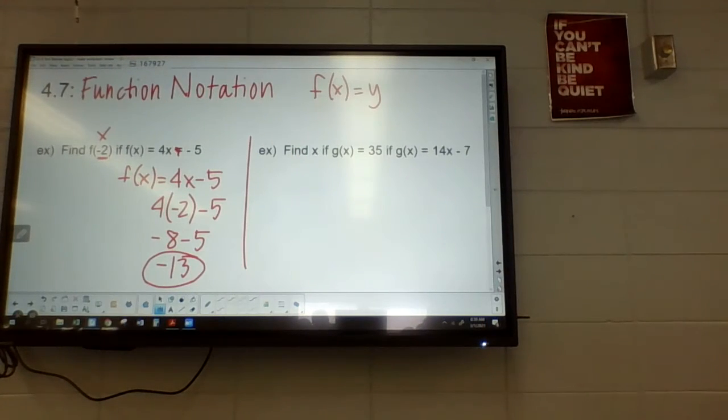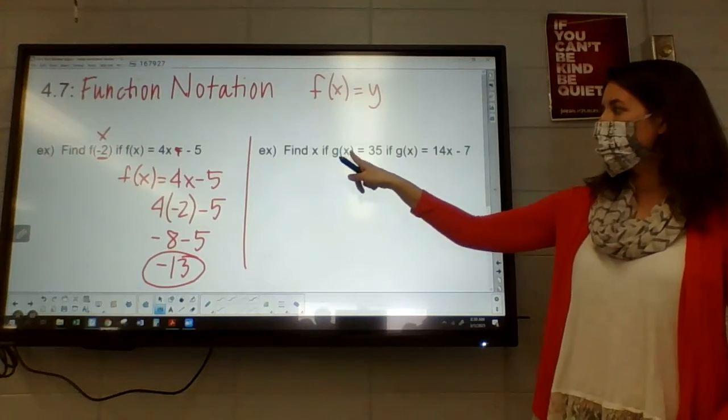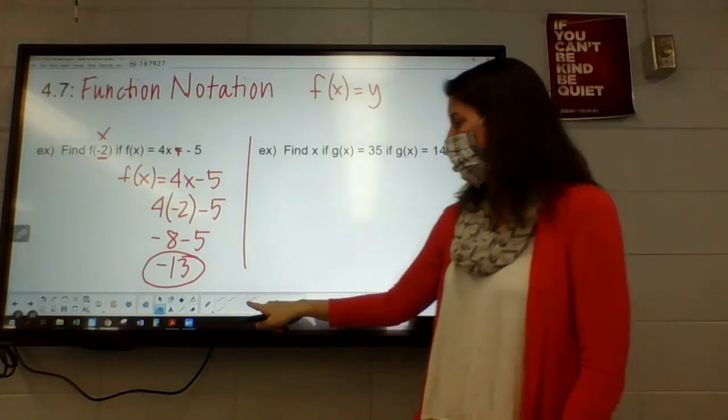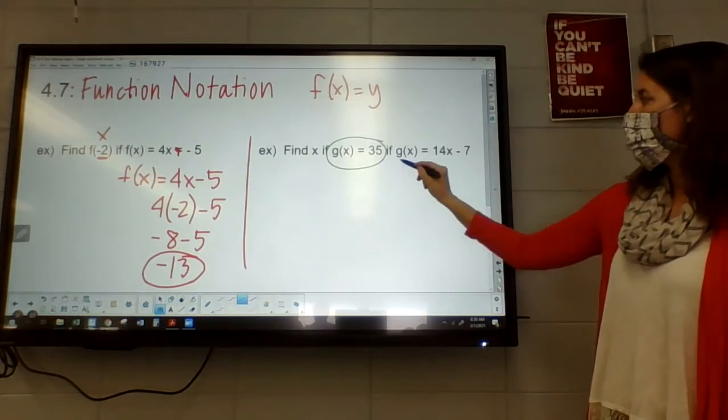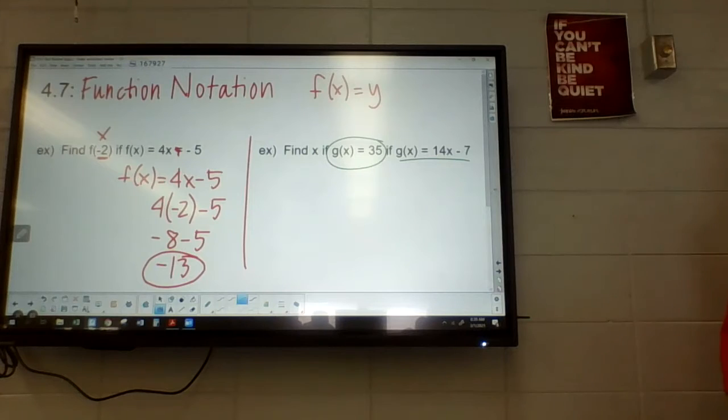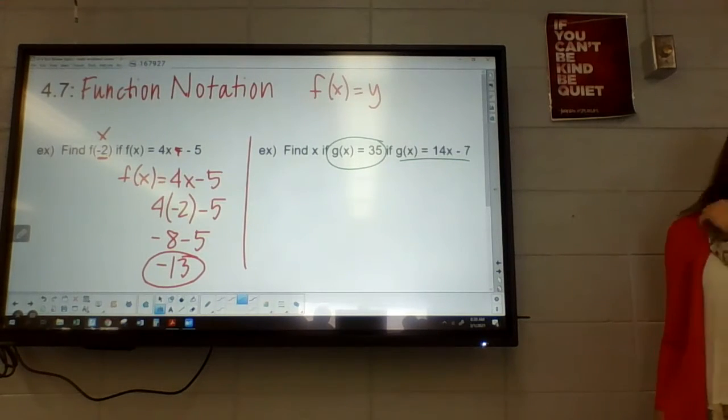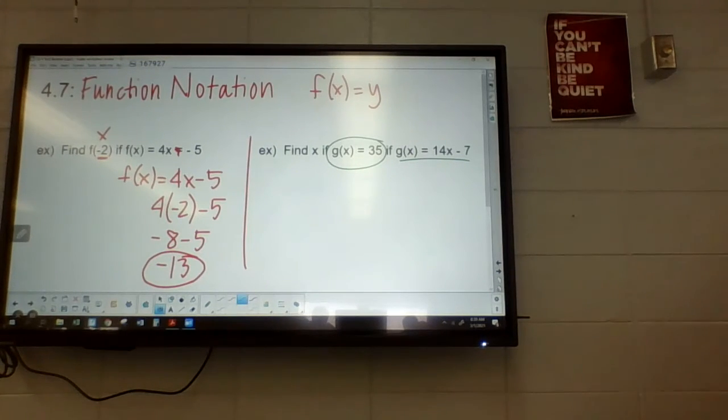But this next one's asking us to do something a little bit different. So I'm putting that in practice there. This one is saying find x if g of x equals 35. So they're telling us this, and then they're giving us this function. This is asking us something a little bit different. What are we doing instead here?